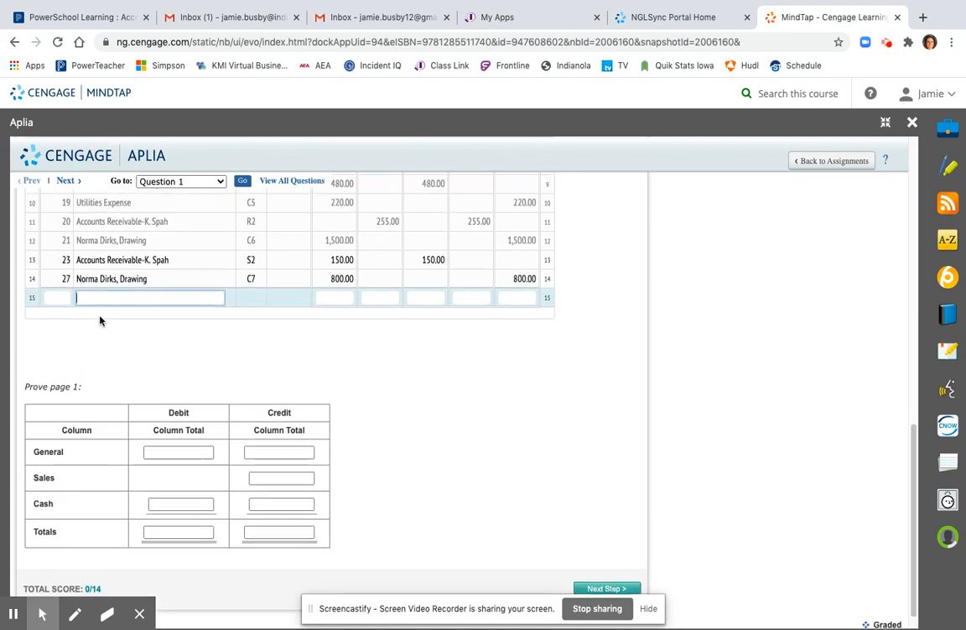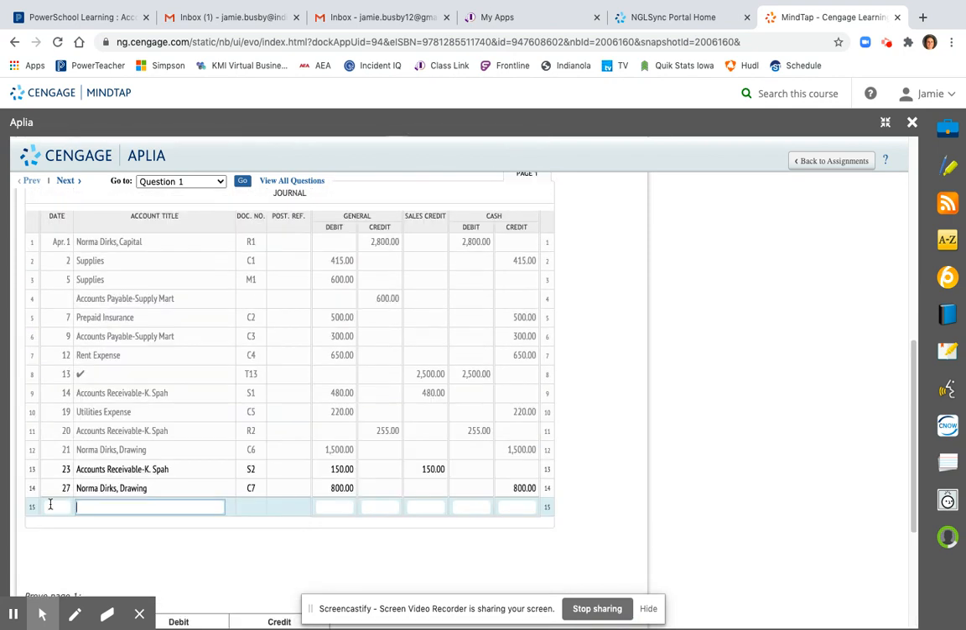Now we're to the bottom. Remember, if we have less than 2 lines left, then we need to prove the page and move on to the next. In case this next transaction would be a 2-line entry, we wouldn't have enough space. So first we need to put the date. It's always the date from the last transaction. So we'll have the 27th.